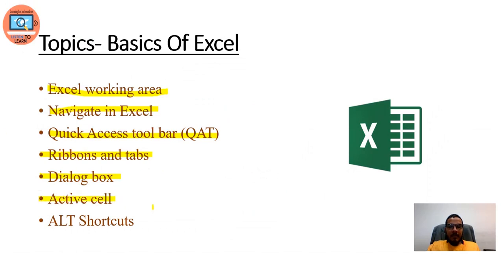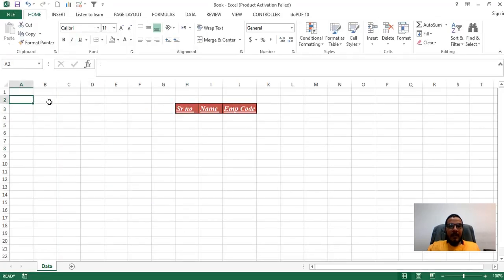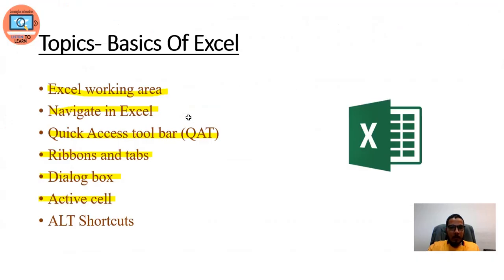Another topic is active cell. Active cell is basically this, my active cell, this is where I'm working. As I told you, it shows that it is ready. If I double click, it shows edit. This is how it works.